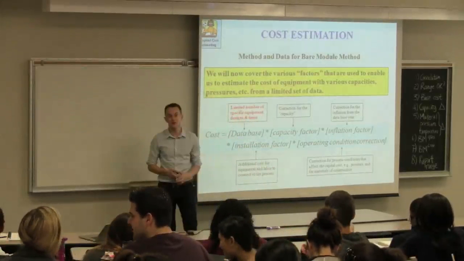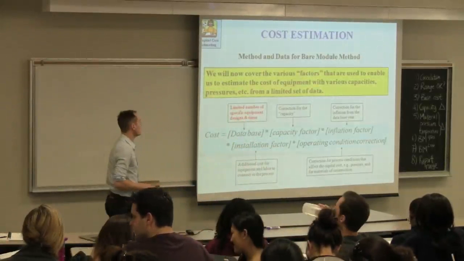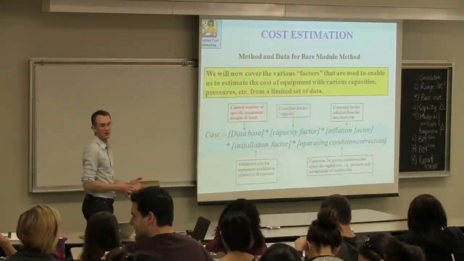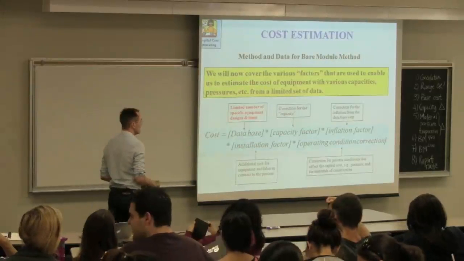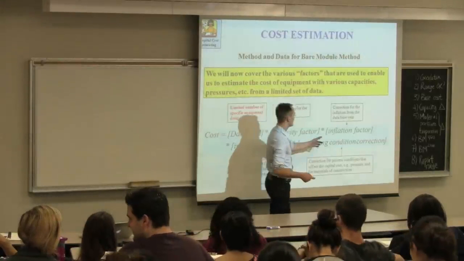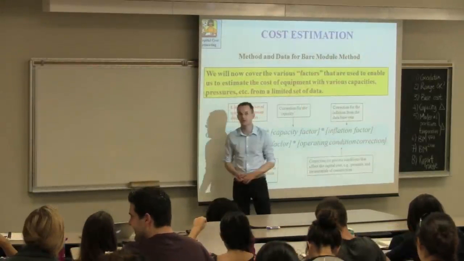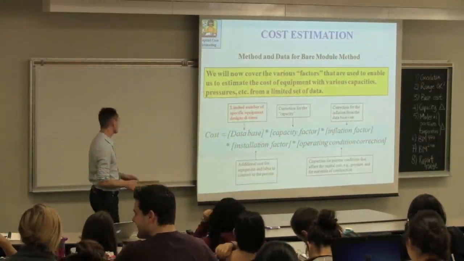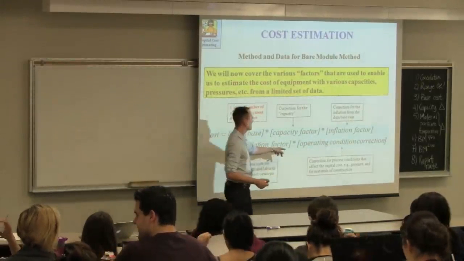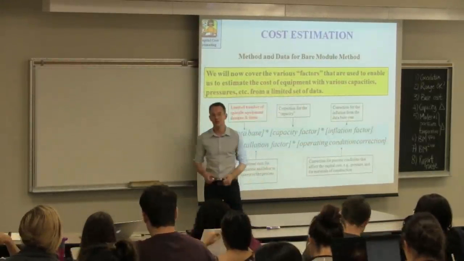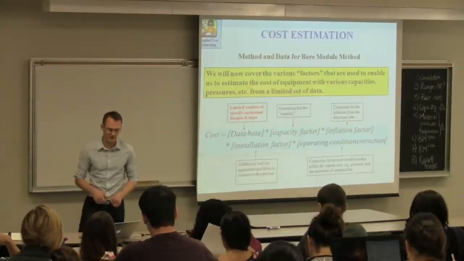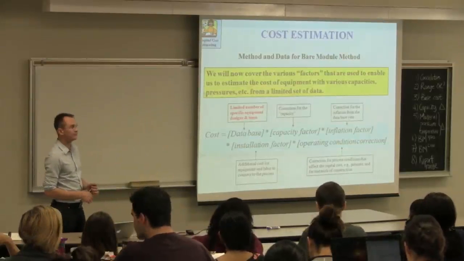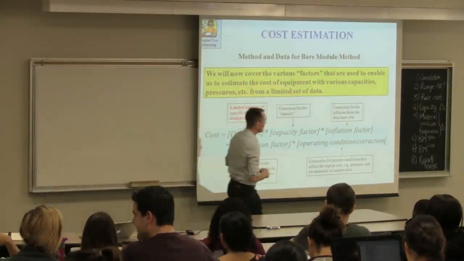The base cost that you get from the database, which you multiply to adjust for the fact that the database will not match the capacity we're looking for. We'll inflate the price for the fact that the database will also be at some historical point in time, usually 1970. And then we'll adjust for inflation, installation, and the fact that the conditions in the database don't match the conditions that we're gathering. So the procedure that we followed in the class previously on Thursday was the following.